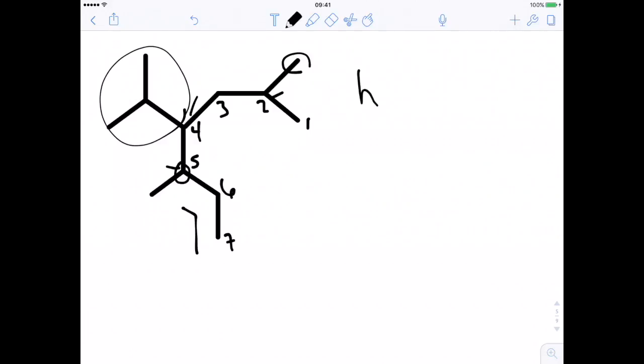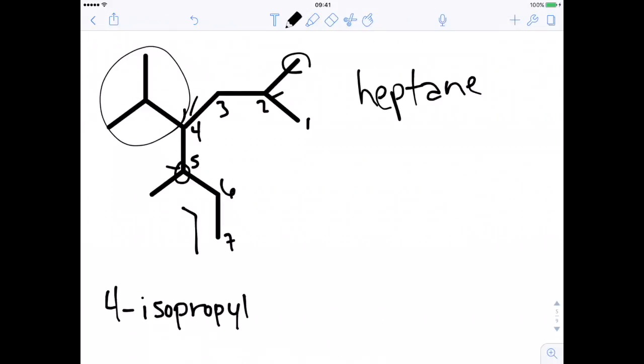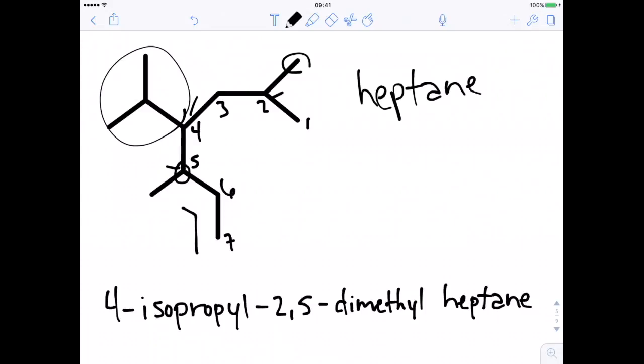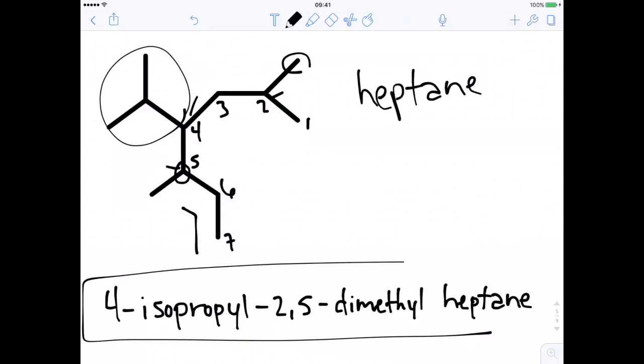So as we know, it is a heptane since there's 7, but we would write it out as 4-isopropyl 2,5-dimethyl heptane. And this would be your answer.